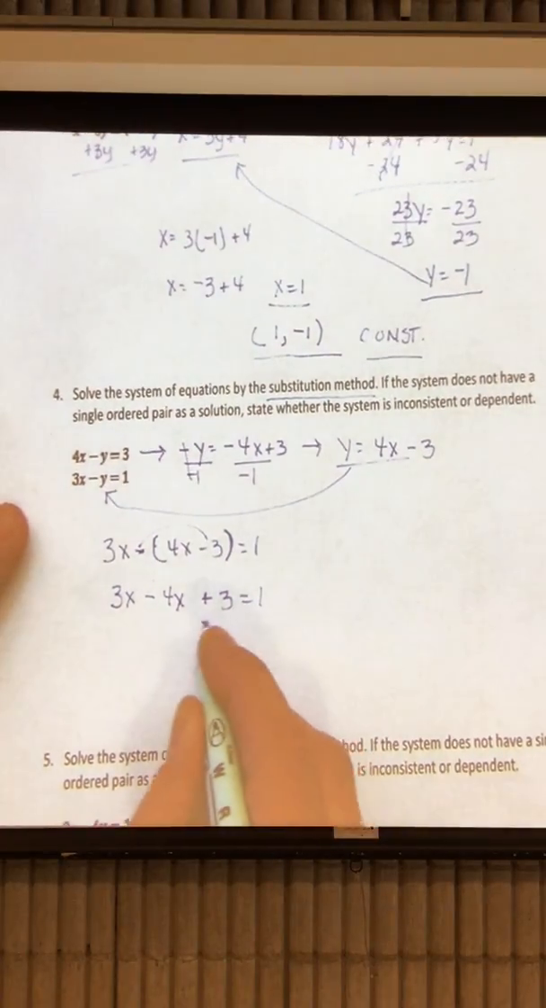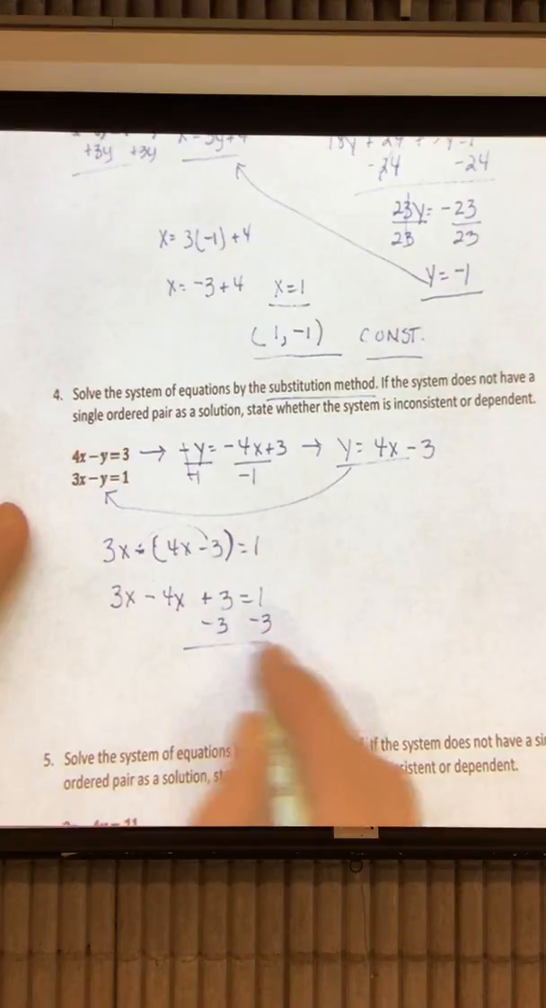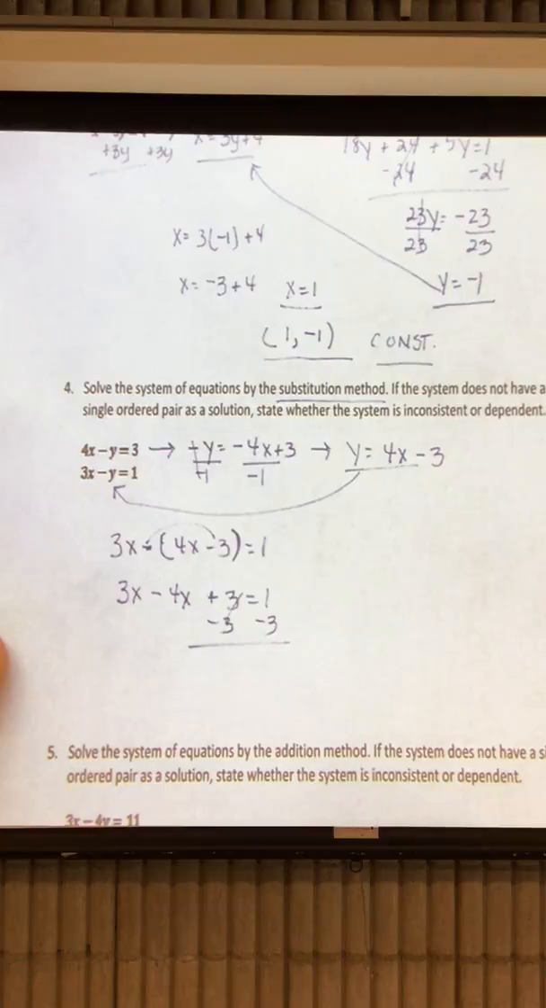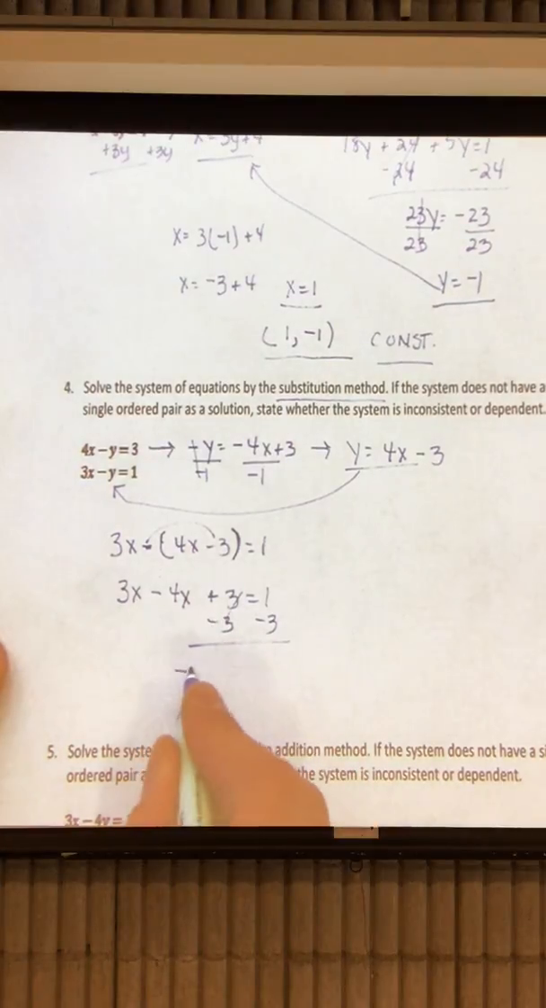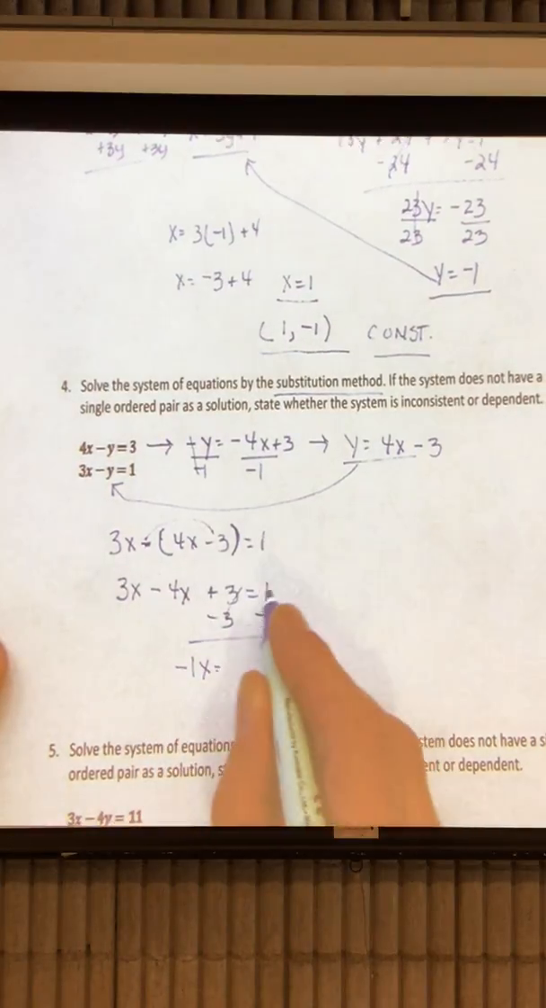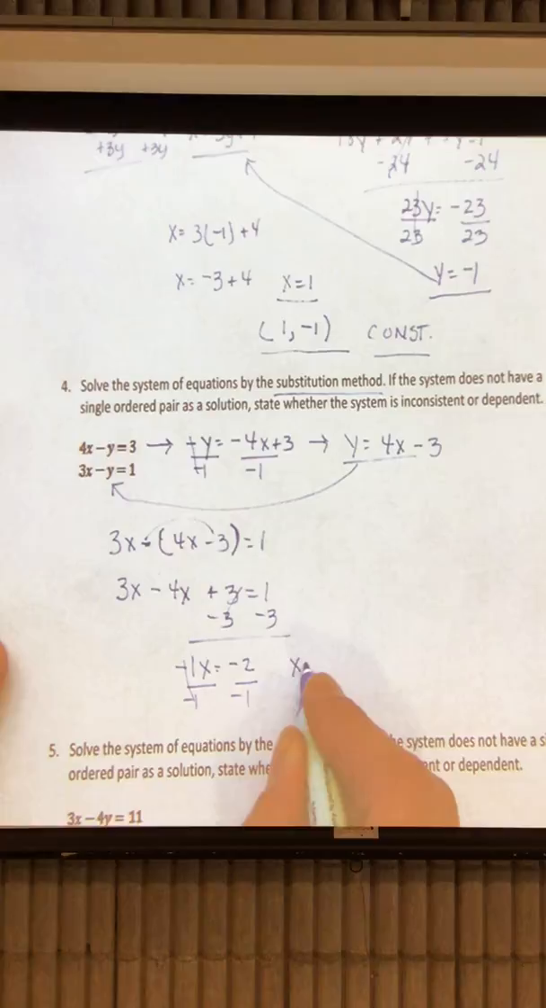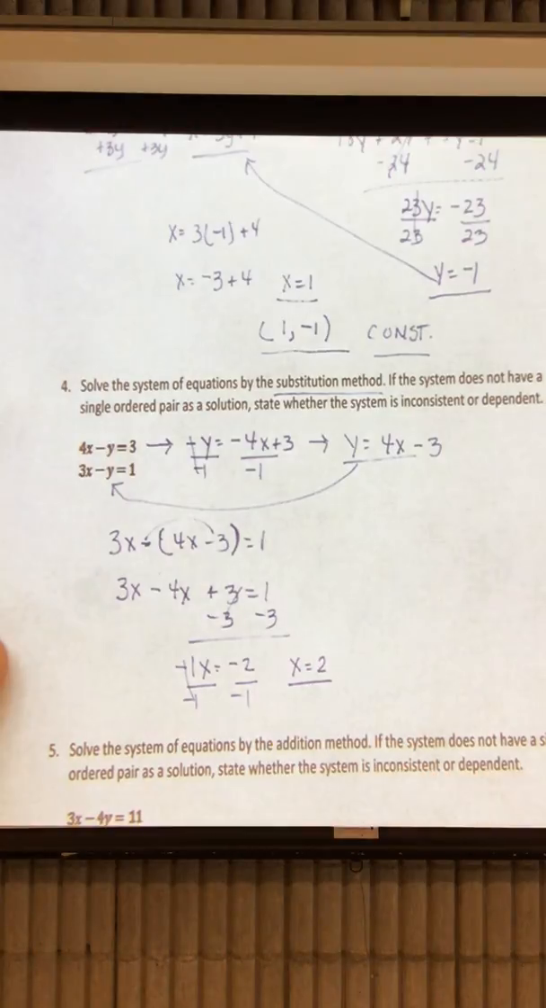Combining like terms, we subtract 3 from both sides and combine the variables. 3x minus 4x is negative 1x. So we have negative 1x is equal to 1 minus 3, which is negative 2. Divide both sides by negative 1, and we have x is equal to 2.